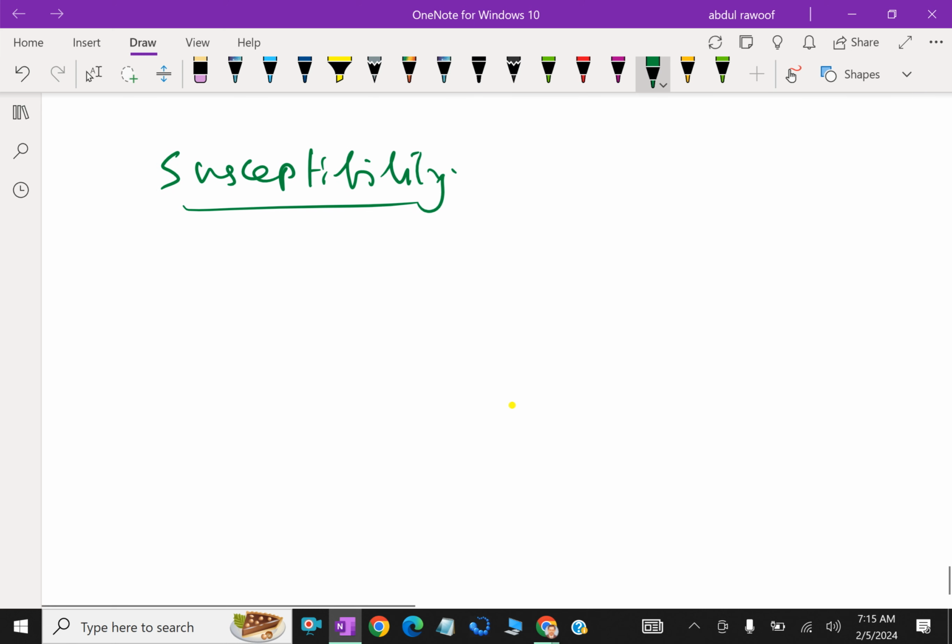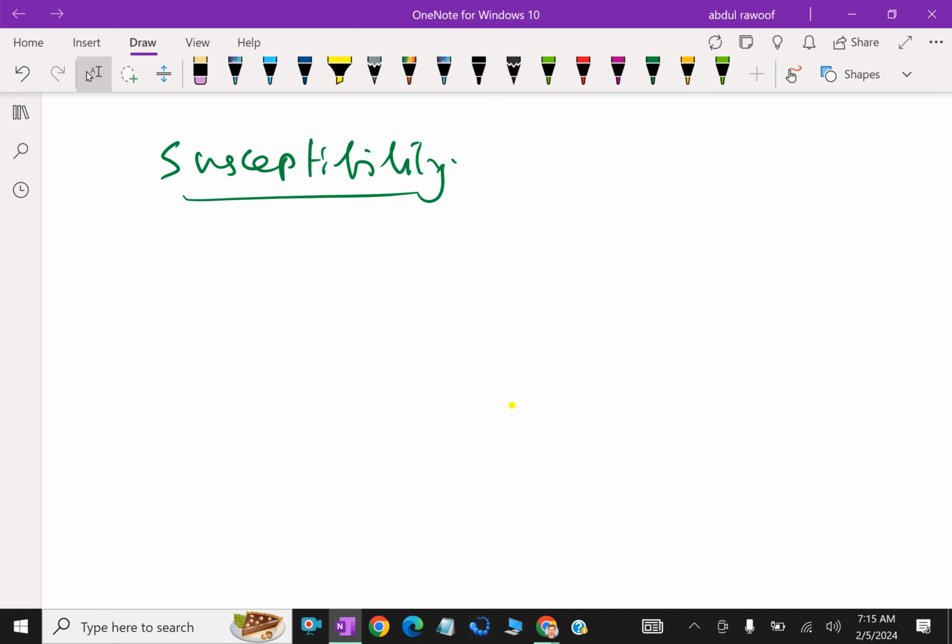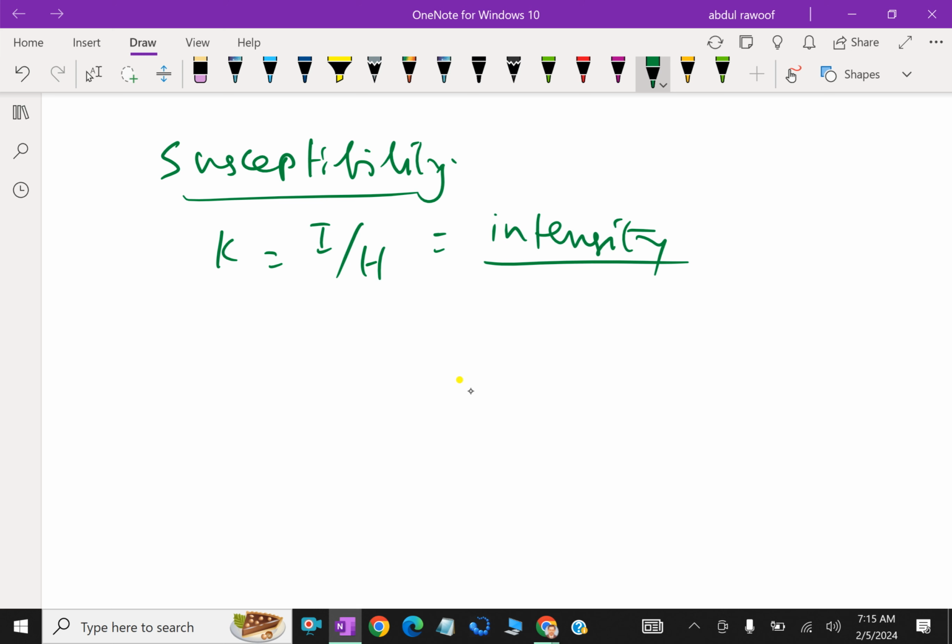Next one, susceptibility. What is susceptibility? Susceptibility is defined as the ratio of the intensity of magnetization I to the magnetic force H. Therefore, K equals I over H. That means intensity of magnetization over magnetic force.